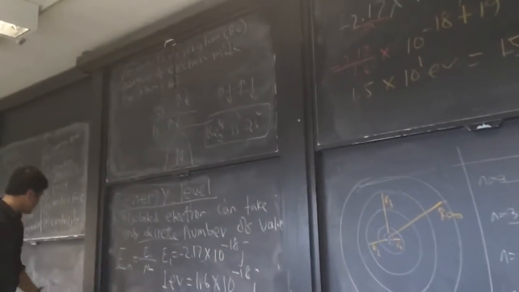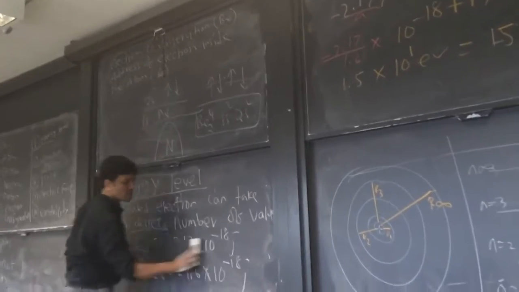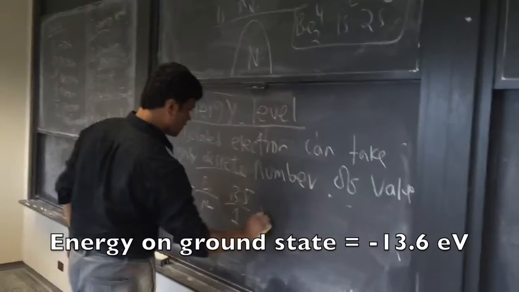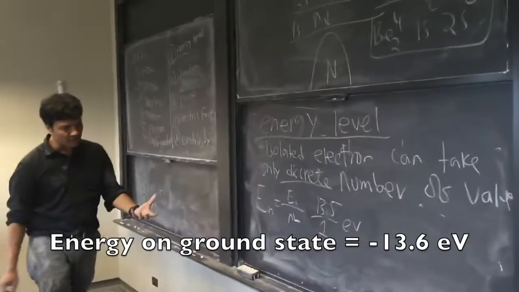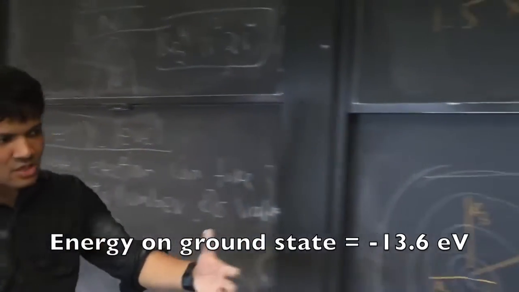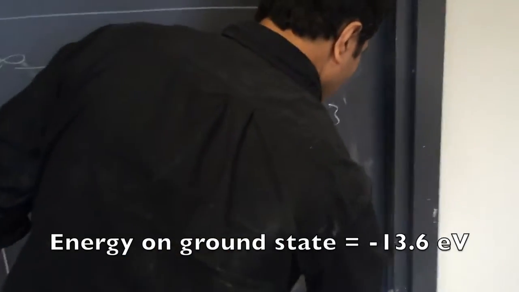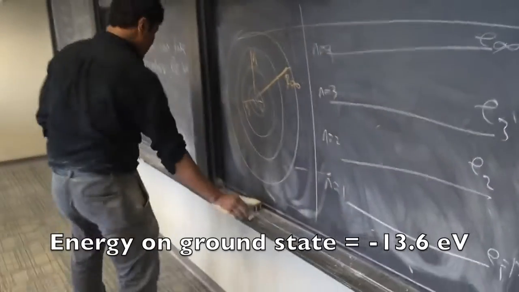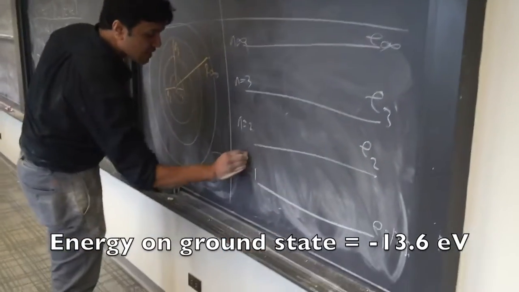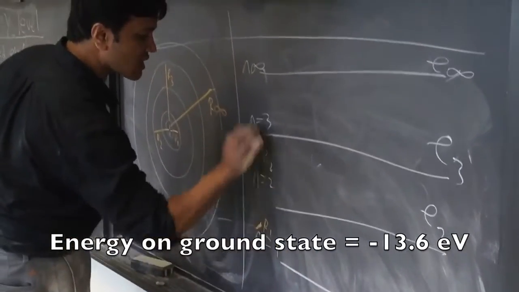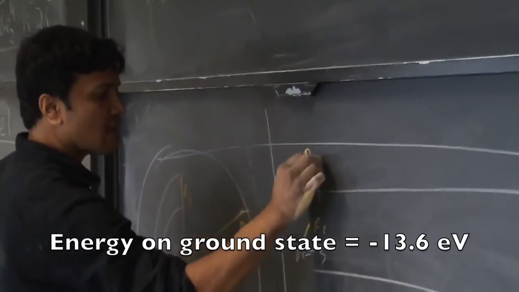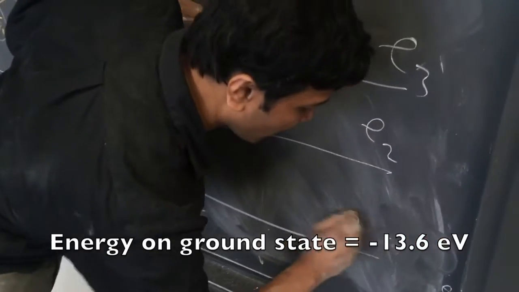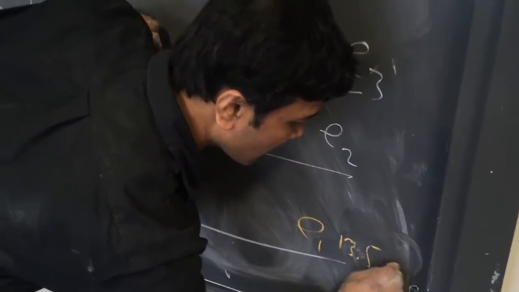For n equal to 1, we can use this equation. This is 13.5 divided by 1, which is still 13.5, so energy level 1 is negative 13.5 electron volt. That means this is R1, this is R2, this is R3, and this is R infinity. At energy level 1, I have 13.5 electron volt.